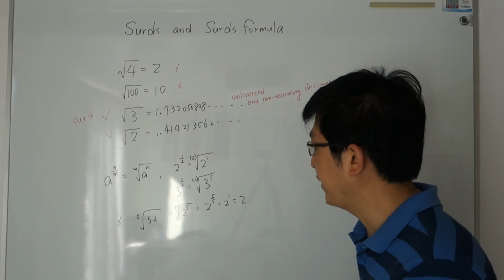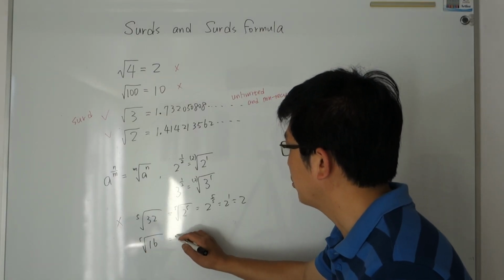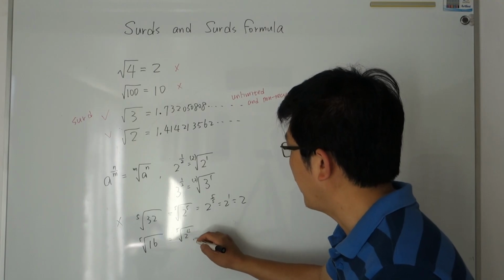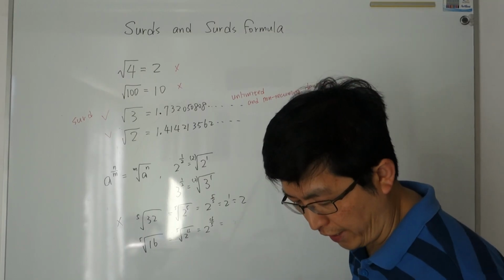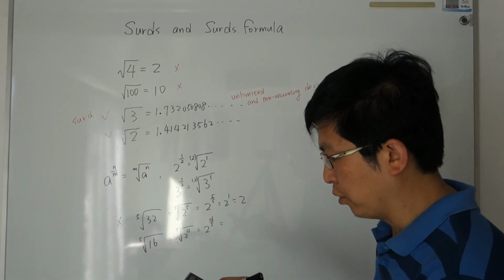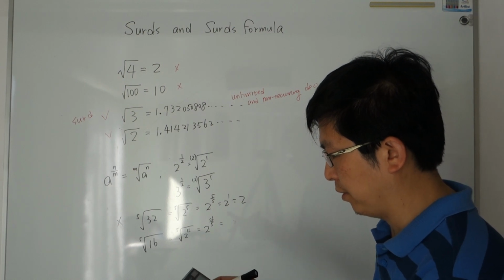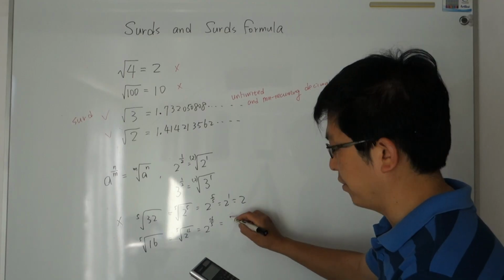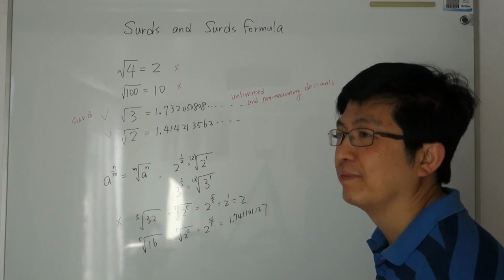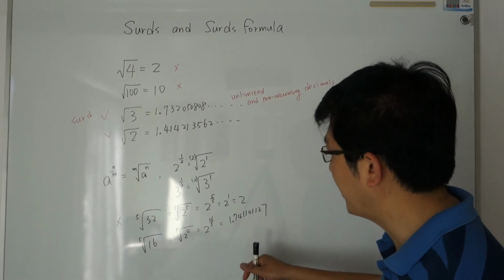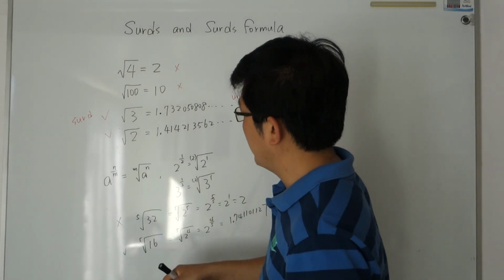Understand? Okay. How about this one? Here is 16, so the fifth root of 2 power 4, which equals 2 power 4 over 5. If you use the calculator, 2 power 4 divided by 5, you get 1.74110127. Okay, is this surds? Yes, this is surds again. So understand, this is called surds.